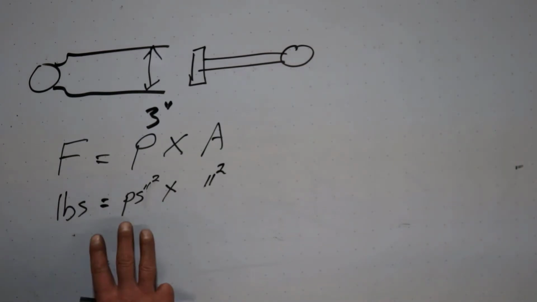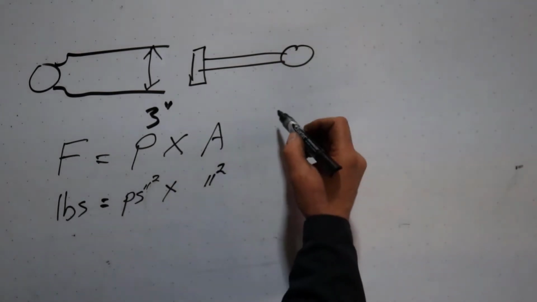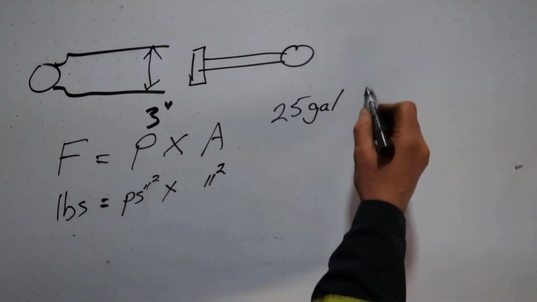So now that we got this formula, I think the easiest way to solve our problem is let's figure out how much force this one cylinder will put out. If we remember our specs from our existing hydraulic system in our backhoe, if I remember right, I said it was 25 gallons per minute.